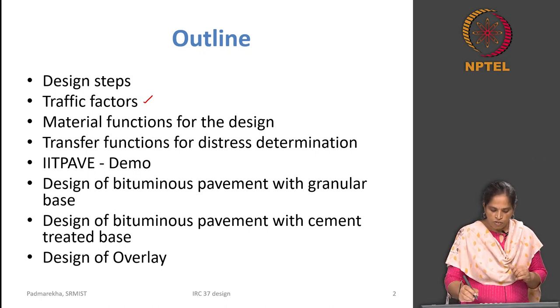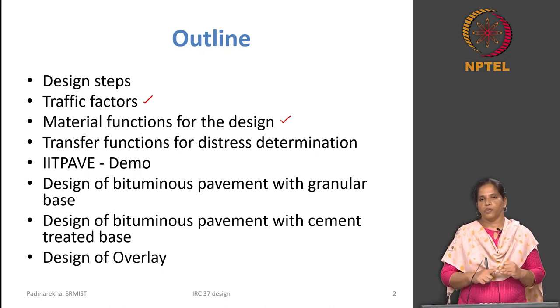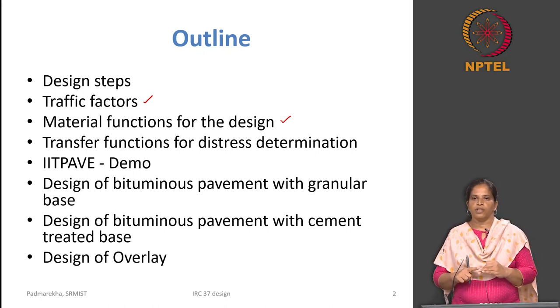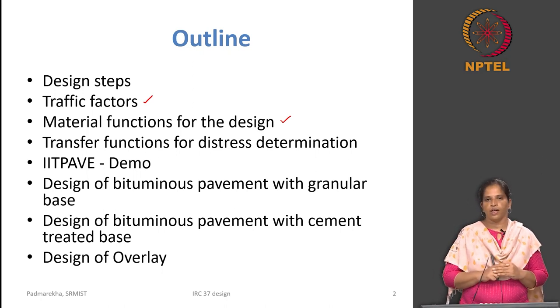The second group of inputs here is the material functions that are used for the design. The two main material functions used for computation of stress and strains are the modulus parameter and the Poisson's ratio value. There are some other important indirect inputs that go into the design of pavement. So, we will see IRC specifications related to material functions under this head.